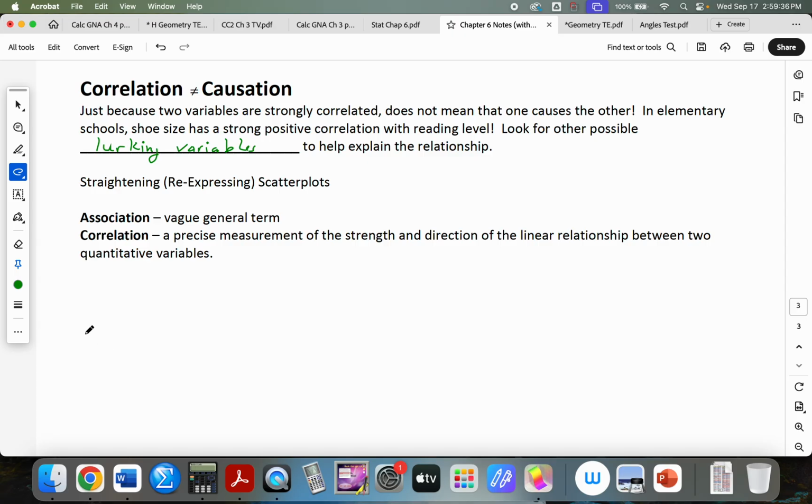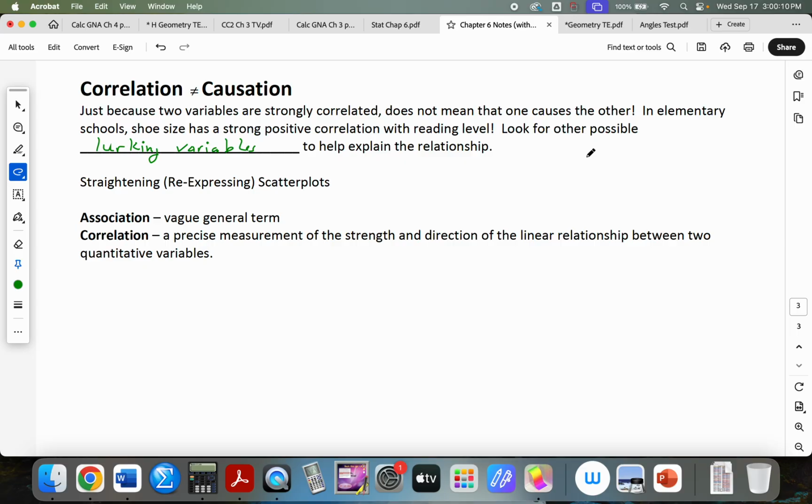To explain the relationship. So, if you have a lurking variable, what happens is it looks like shoe size is causing reading level to increase. But what's actually happening is you have a lurking variable that causes both of those to increase. Okay? Yeah, age causes both of those to increase, generally speaking.